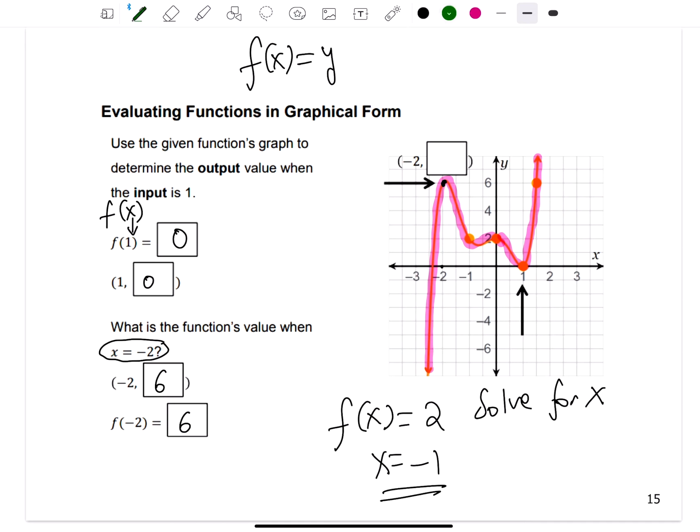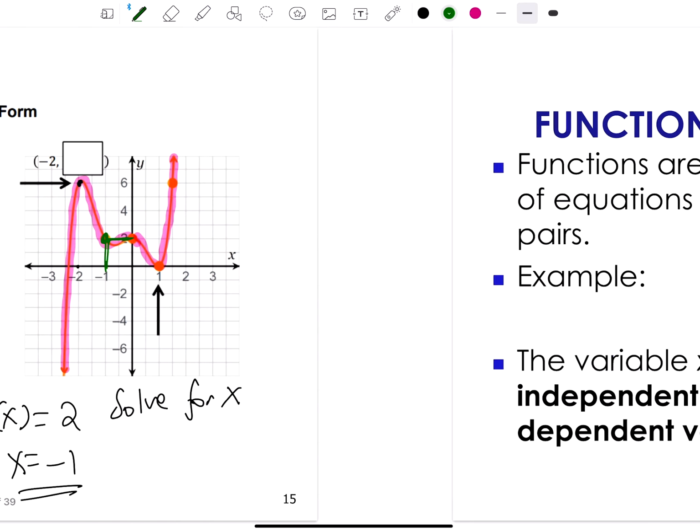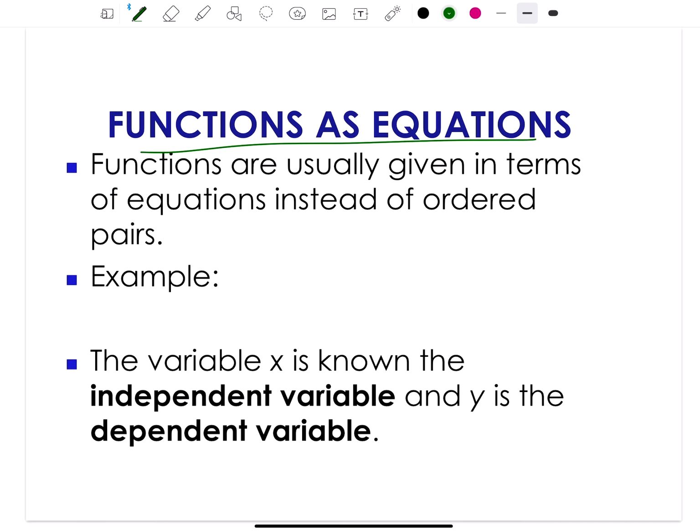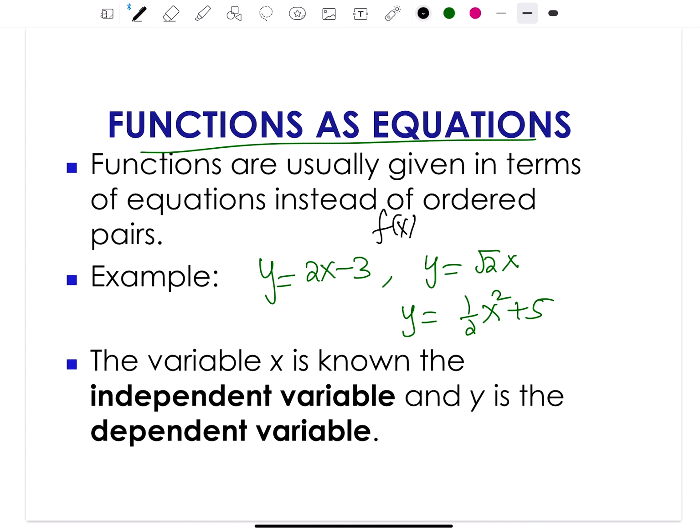For x equals -1, the y is 2. Right, function as an equation. Functions are usually given in terms of equations instead of ordered pairs. Example: y equals -2x minus 3, y equals square root of 2x, y equals 1/2 x squared plus 5. All these are written in the equation form. We could express them in the function form as well using the function notation.